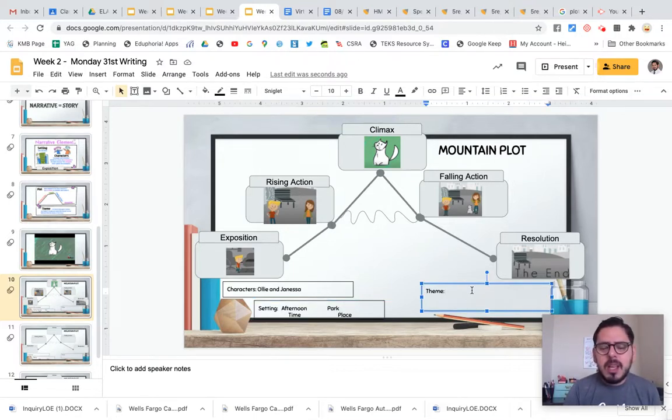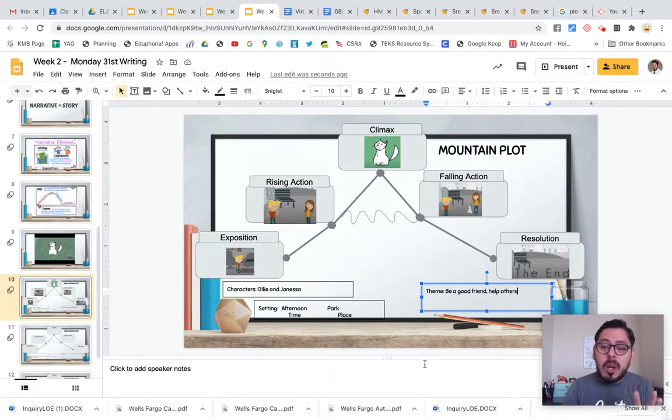Now, the theme: what did we learn from this story? I'm going to give my two cents on this. I think just be a good friend. Or we can also say help others. That's what I learned from this story, because Ollie was such a good friend.